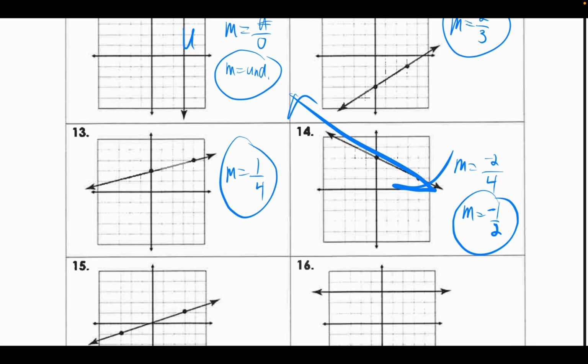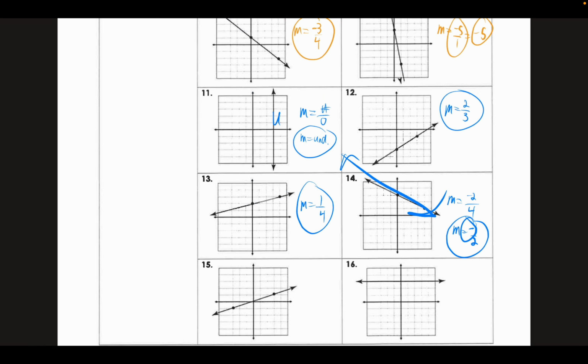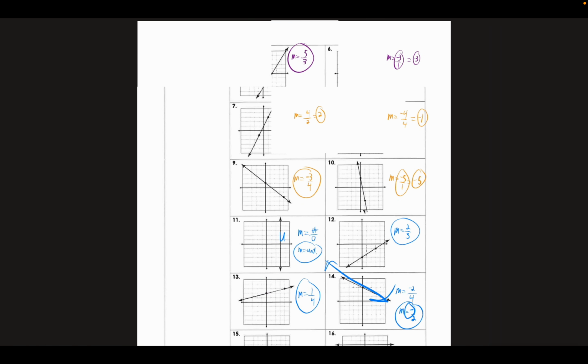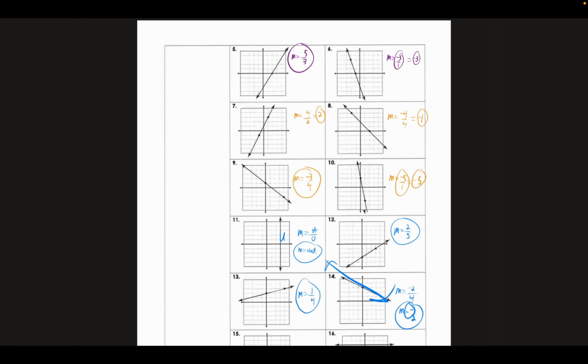I do want to quickly remind everybody that we notice any slope that's going downhill from left to right will end up being a negative number. So we see that on 14, we saw it on 10, we saw it on 9, we saw it on 8, and we saw it on 6, for example.